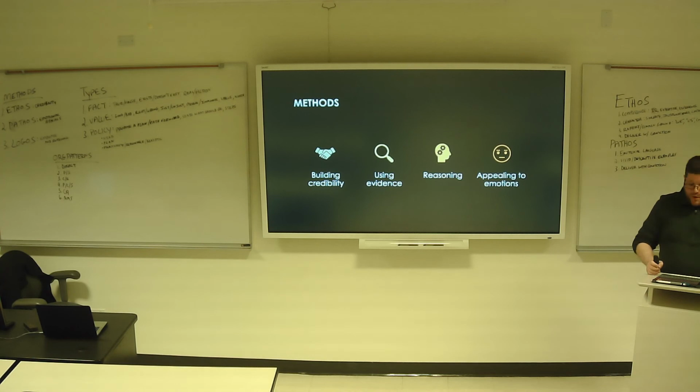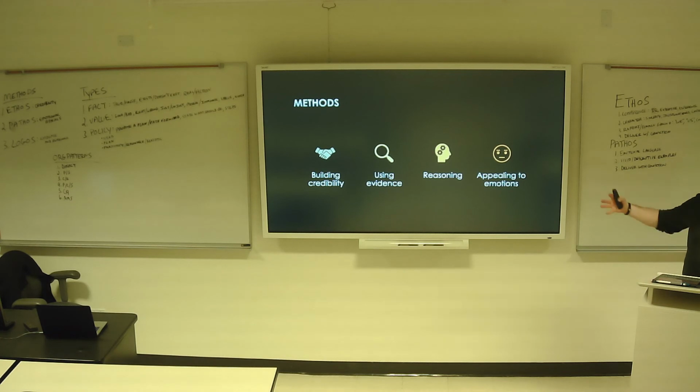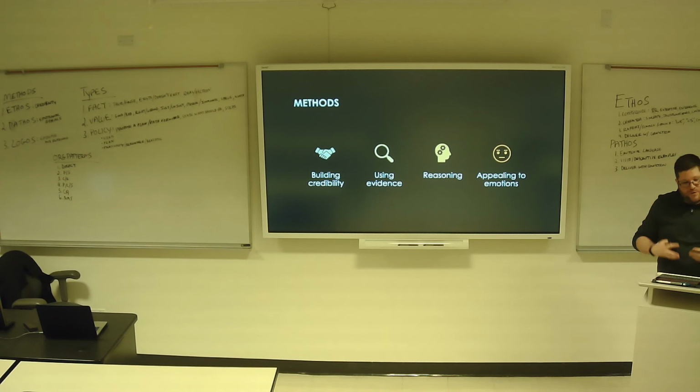And then we also know that listeners are persuaded when their emotions are touched by either the speaker's ideas or the speaker's language. These are the methods in which we persuade. And so I want us to spend just a little bit of time diving into each of these, because credibility is ethos. Using evidence and reasoning is logos, and appealing to emotions is pathos. These are the methods, the modes through which we persuade.